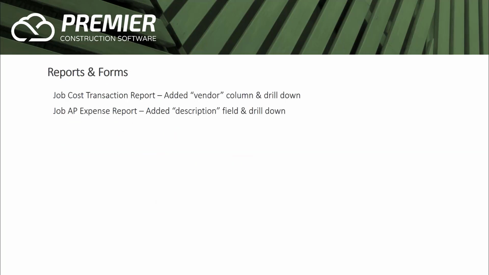In addition to the project management and accounting features, we've also optimized some reports. Now in the job cost transaction report, you'll see a new column called vendor. It also has full drill down. In the job AP expense report, we've added a description field and also enhanced it by adding full drill down. So let's take a look at some of these amazing features.